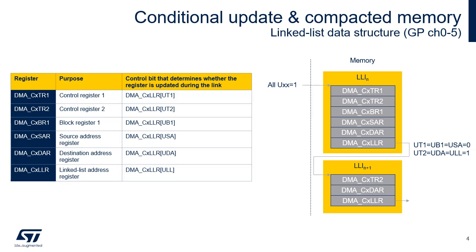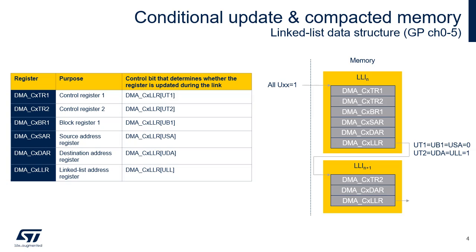The CX LLR register contains control bits that enable the user to select which registers of the channel X linked list register file will be updated during the link. In the example on the right, it's assumed that only CXTR2, CXDAR, and CXLLR register will be updated when linking from LLI n to LLI n+1. Control bits related to registers that are not updated are cleared. These are UT1, UB1, and USA. Control bits related to registers that are updated are set to 1. These are UT2, UDA, and ULL.